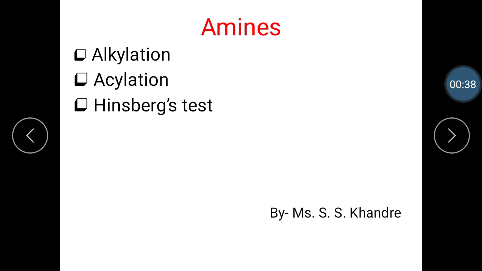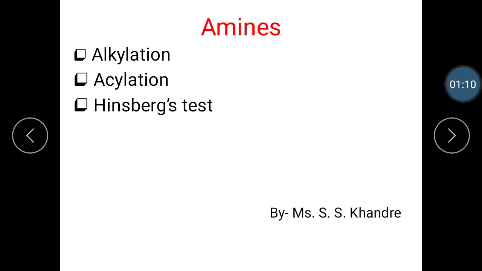The next reaction is the acylation reaction. In acylation, aliphatic and aromatic primary and secondary amines react with acid chloride, anhydride and ester by nucleophilic substitution reaction. This reaction is known as the acylation reaction. It means the hydrogen atom is replaced by the acyl group, and the products obtained by the acylation reaction are known as amides.